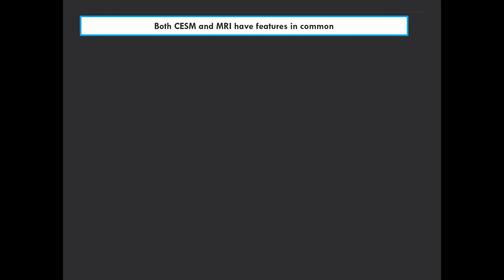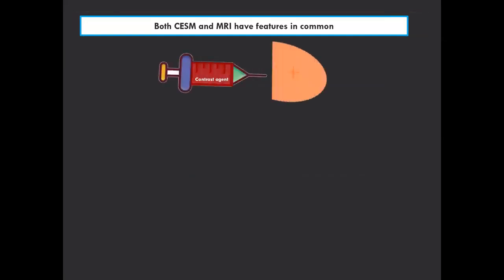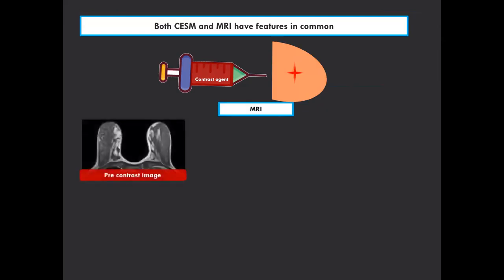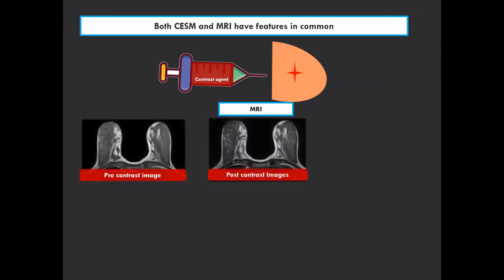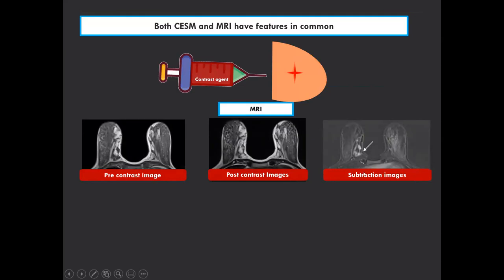In both contrast mammography and MRI, we inject contrast medium in order to highlight areas of concern within the breast. But in MRI, we take a series of pre-contrast images and post-contrast images. We then subtract both from each other to get a subtracted image in which everything is canceled from the breast except the enhancing lesion, which is outstanding in the MRI images.